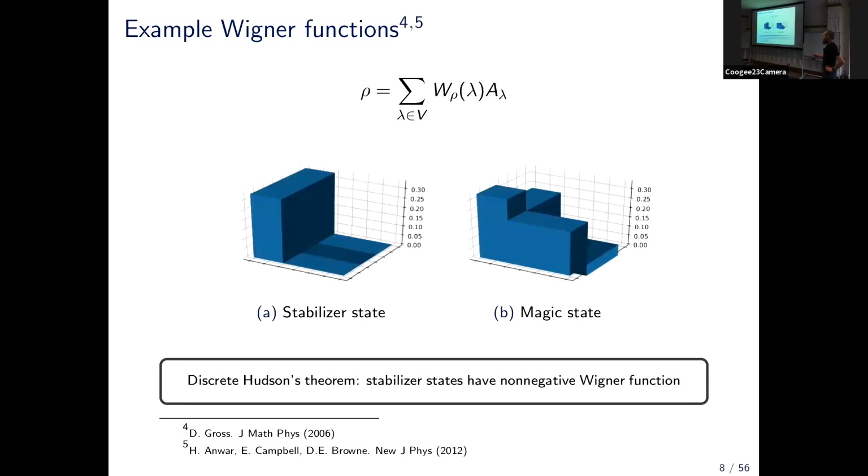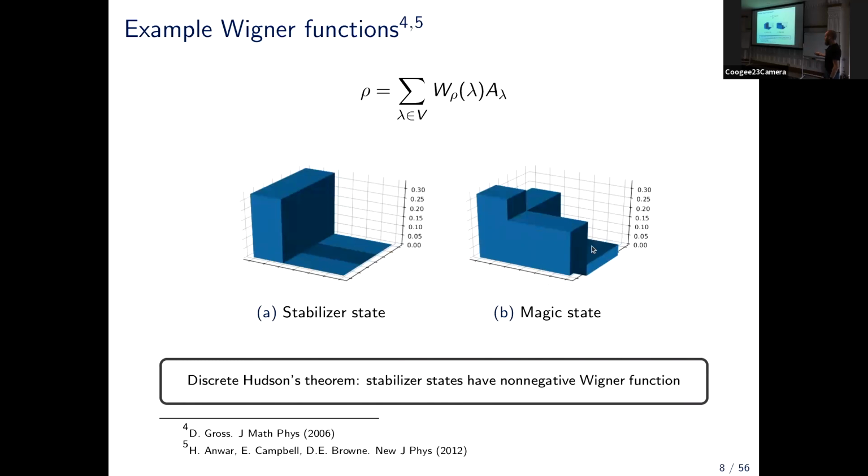So here's an example of what that looks like for a couple of cases. All stabilizer states have a non-negative Wigner function, meaning they are represented just as a probability distribution over the phase point operators. But magic states in general will have negative values. So here's an example of a magic state for a single qutrit. There are 4 phase space points back here for which the Wigner function goes negative.